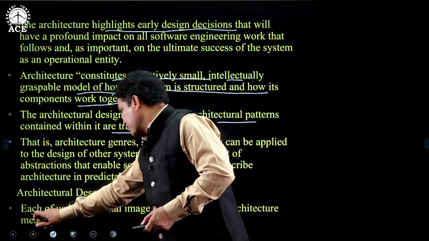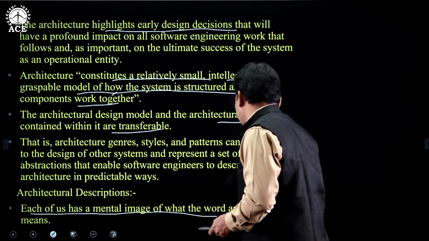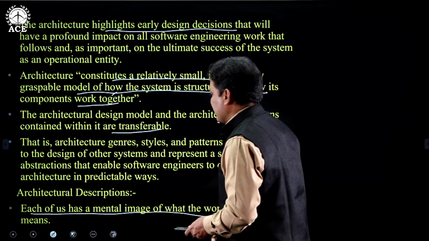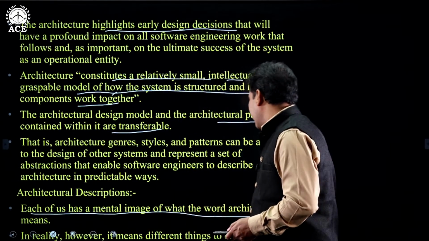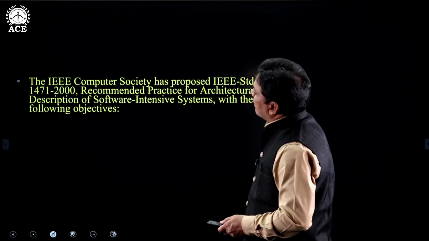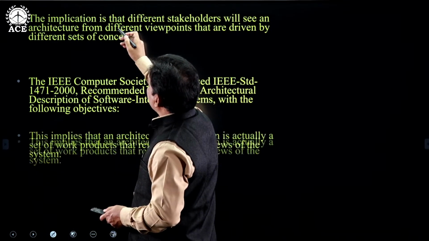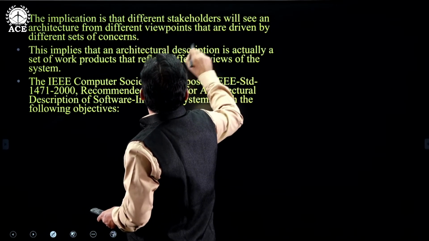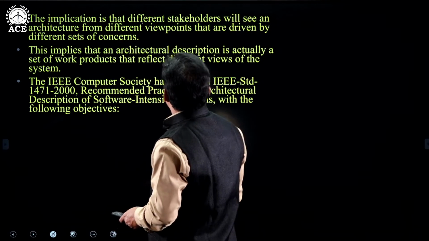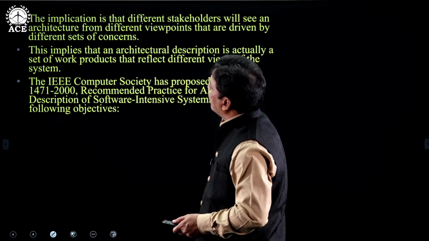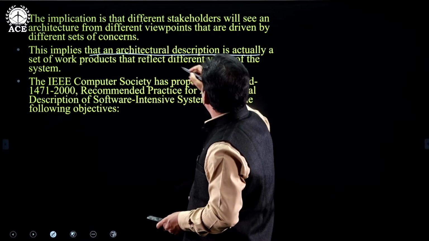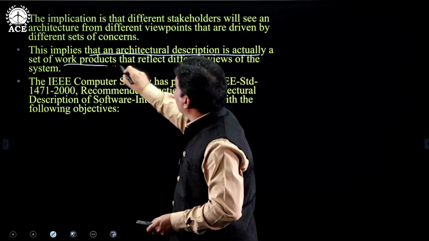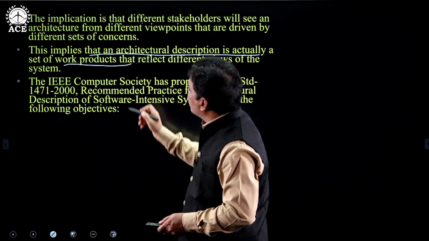Architectural descriptions here. Each of us has a mental image of what the word architecture means. In reality, however, it means different things to different people. Different stakeholders will see an architecture from different viewpoints that are driven by their different sets of concerns. This implies that an architectural description is actually a set of work products that reflect different views of the system.